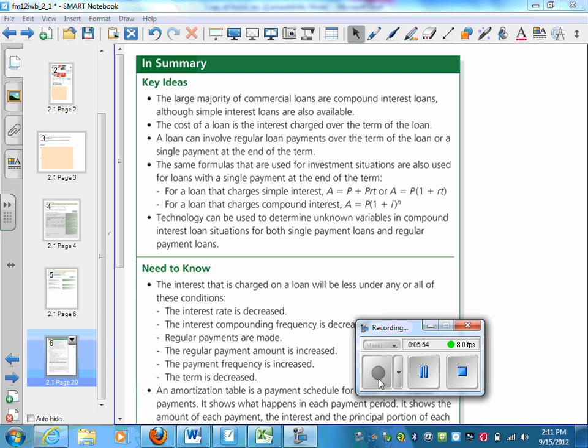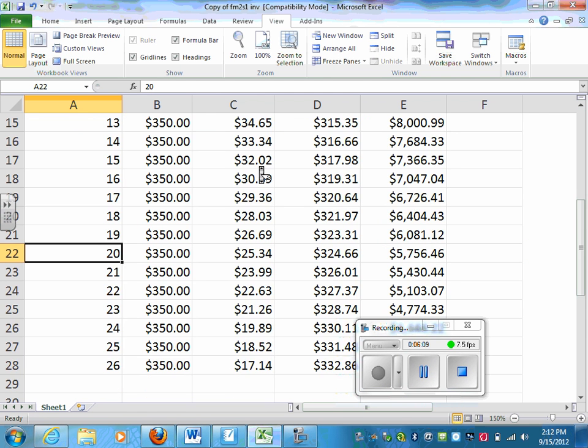Okay, the last couple things you need to know. A large majority of commercial loans are compound interest, though simple interest loans are also available. The cost of a loan is the interest charged. So the total amount of interest is the cost of the loan.